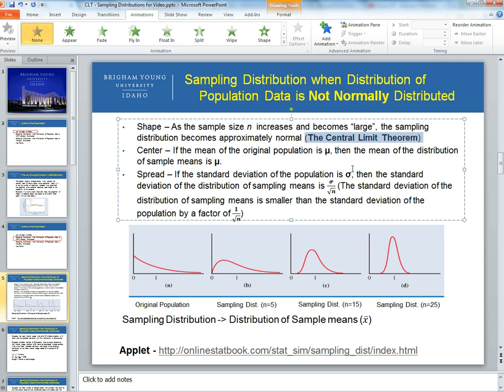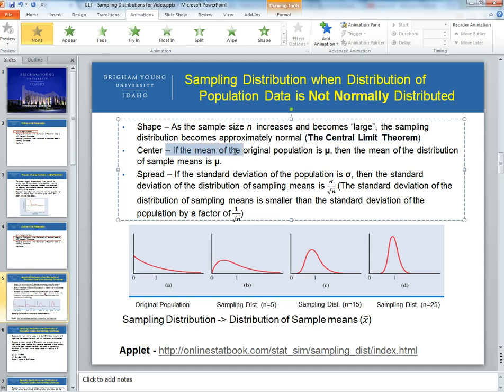If you go to these graphs below, this is our original population, which is right skewed. We may have a sample size of 5, and then here are the possible sample means we could get. Versus a sample size of 15, notice the spread of the possible sample means gets smaller, and it starts to form more of a bell-shaped curve, though not quite. But then if we have a large enough sample size, say 25, we would have an even smaller spread of sample means, and the distribution will be bell-shaped. So this is an example: as our sample size goes up, the shape of the distribution becomes approximately normal.